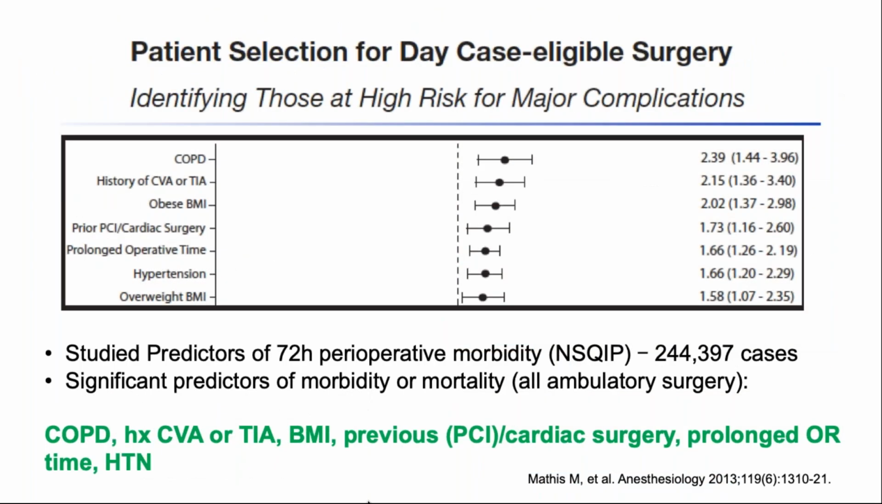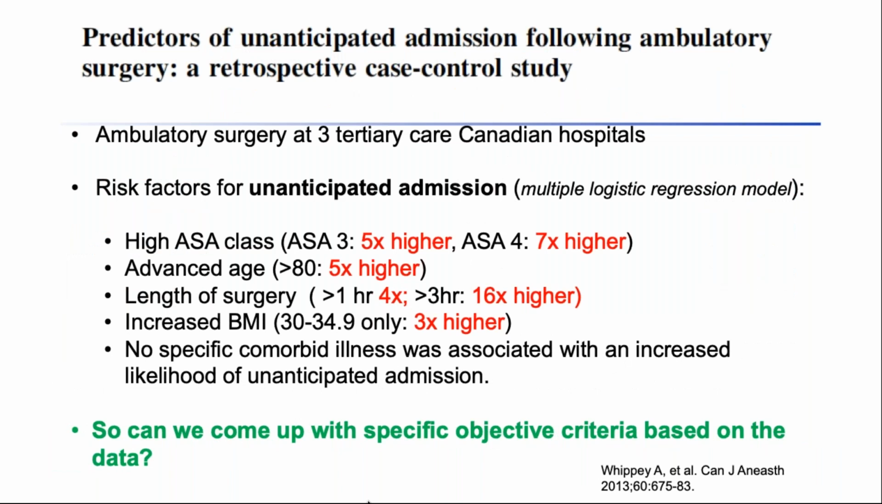This is a paper that actually looked at ambulatory surgery, not necessarily office-based surgery. Again, looking for specific patient conditions that predispose patients to high risk for complications, morbidity and mortality. Again, not limited to the office-based setting, but the author specifically identified COPD, history of stroke or TIA, BMI. And we'll get into details of exactly what data we have about BMI cutoffs. Prior cardiac surgery, prolonged surgical time, which appears again and again as a risk factor for complications in the ambulatory setting, and systemic hypertension.